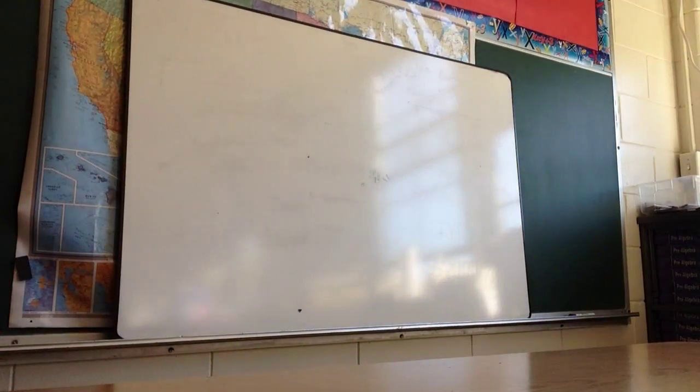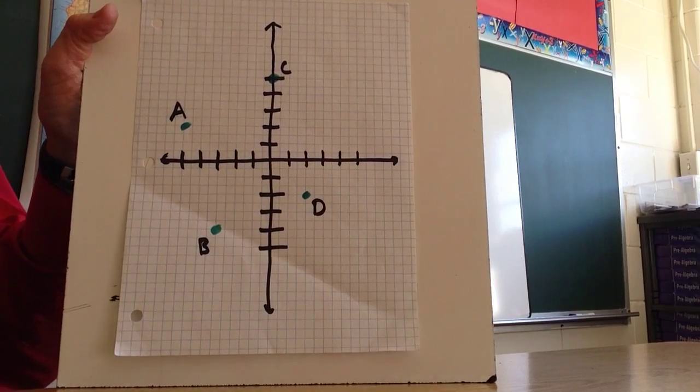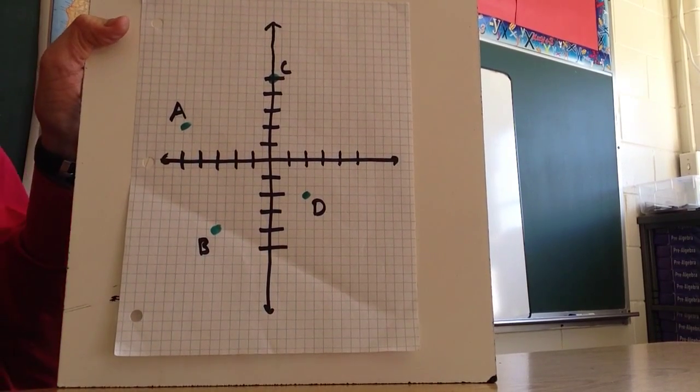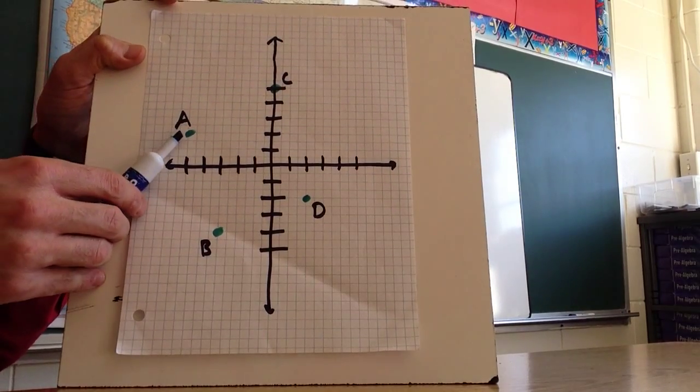All right, so let's practice using this. Taking a look at this graph, there are 4 points on this graph, A, B, C, and D. What we want to do is label the coordinates of these points, and then the quadrant that they are in. So we'll start with A.